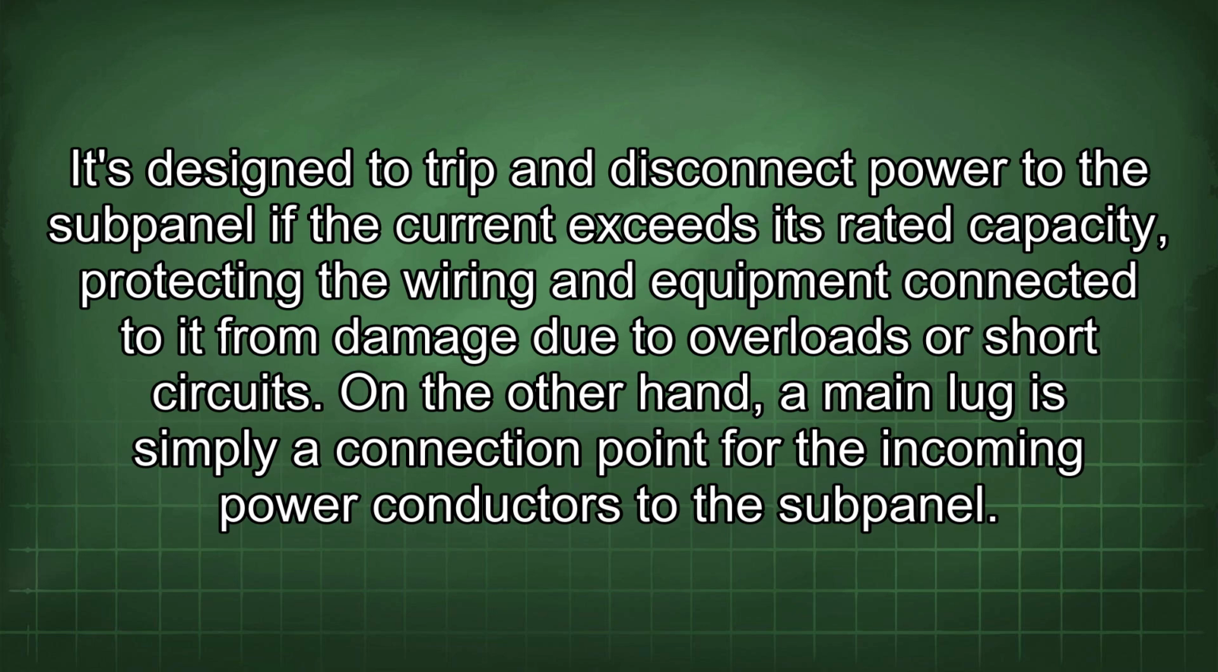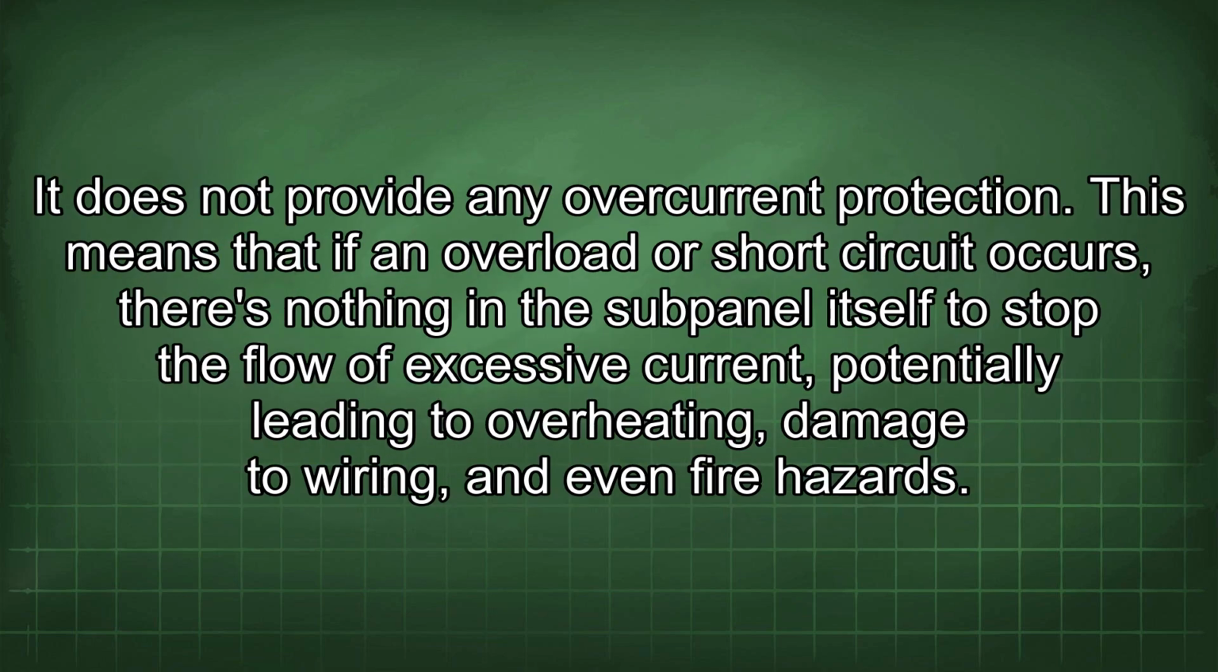On the other hand, a main lug is simply a connection point for the incoming power conductors to the subpanel. It does not provide any overcurrent protection. This means that if an overload or short circuit occurs, there's nothing in the subpanel itself to stop the flow of excessive current, potentially leading to overheating, damage to wiring, and even fire hazard.